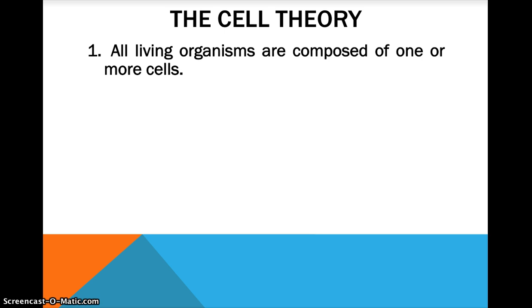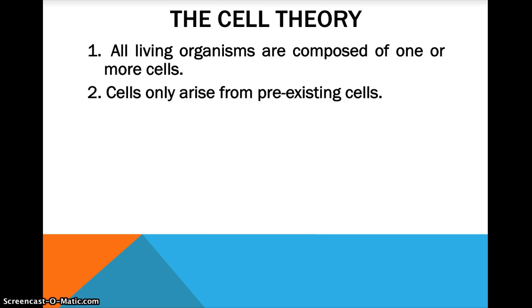Now we can break this down into two further ways, which is that there are organisms that are unicellular, meaning they're only comprised of one cell, or they're multicellular, which means they're comprised of two or more cells. The second part of cell theory is that cells only arise from pre-existing cells. This means that cells can't just spontaneously happen. They have to come from cells that have already existed.